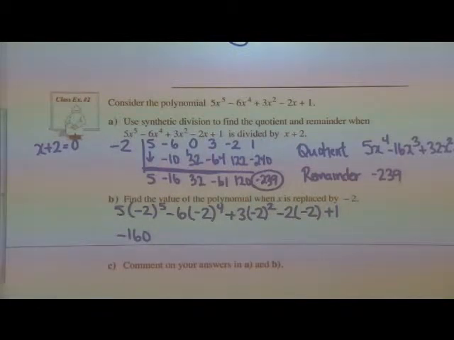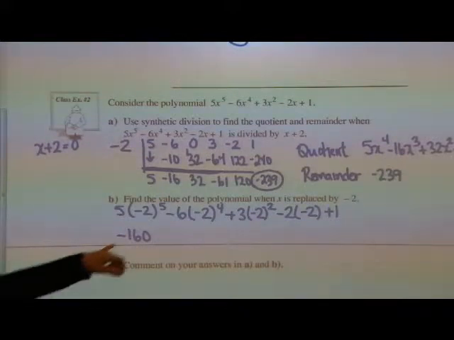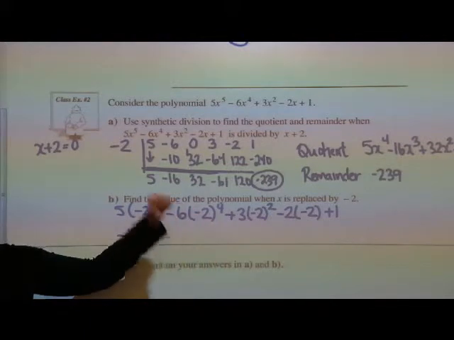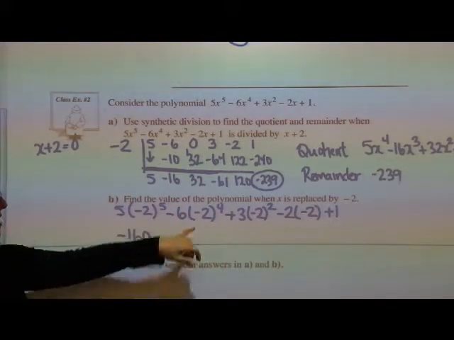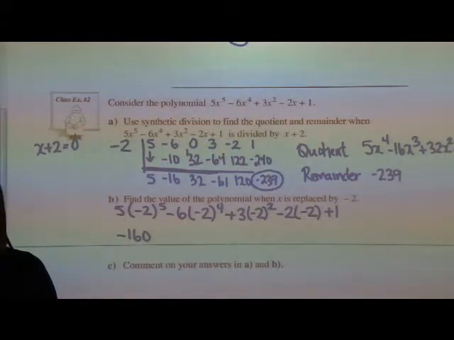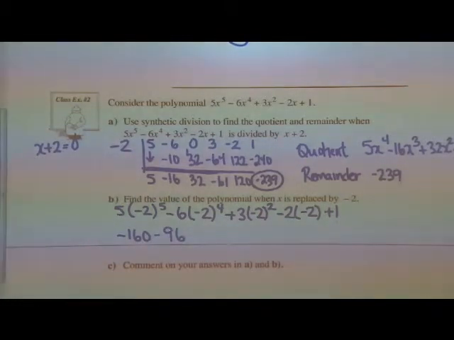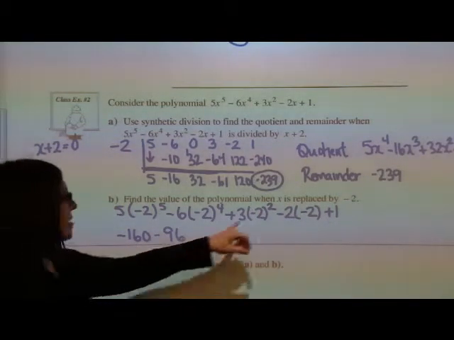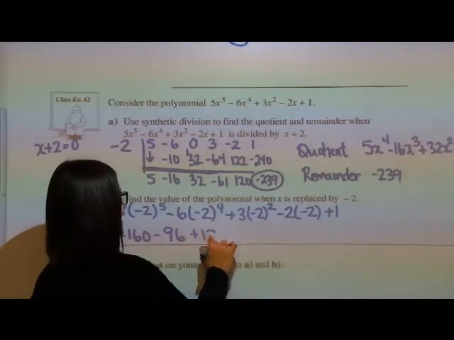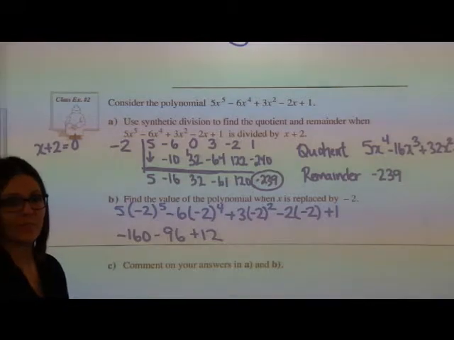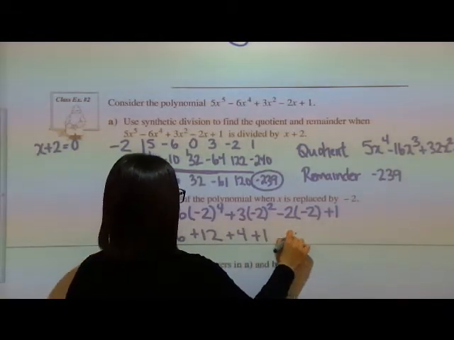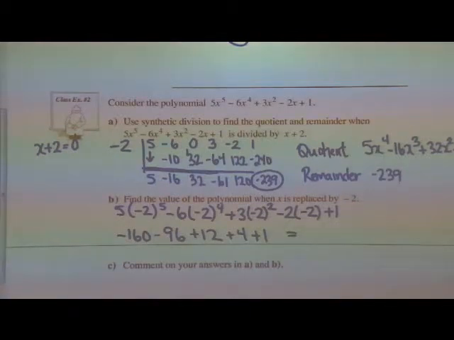Negative 2 to the power of 4. Positive 16. Positive because of the brackets, right? So 2 and 2 is going to be a positive, then a negative, then a positive. So positive 16 times negative 6. 2 squared? 4. 4 times 3? 12. Negative 2 times negative 2? 4. So if I take negative 160 minus 96 plus 12 plus 4 plus 1, what do I get?